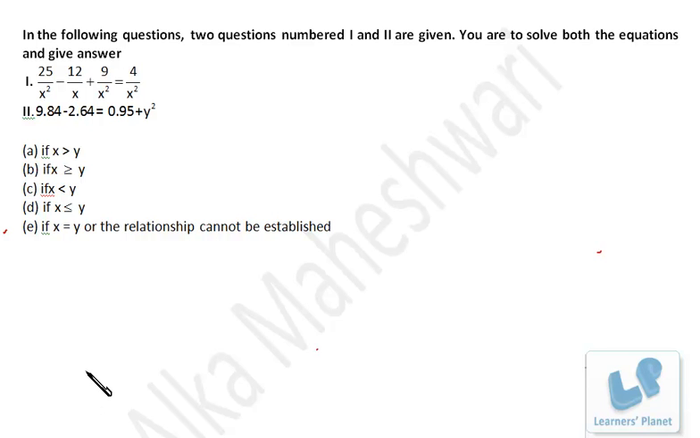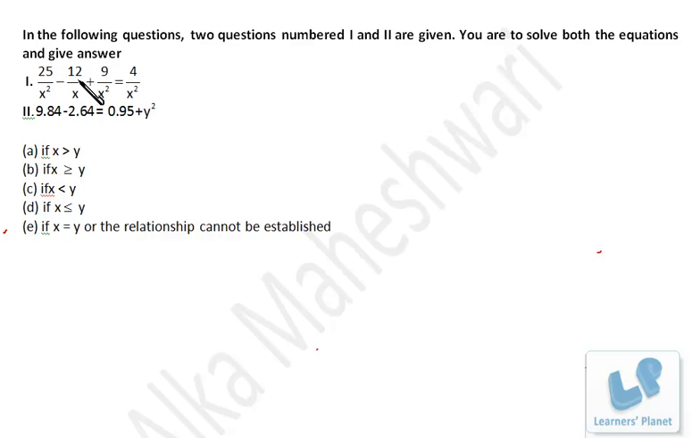Now friends, let's see this question. In the following question, two questions numbered 1 and 2 are given. You are to solve both the equations and give answer. Now we have to find out whether x is greater than y, greater than equal to y, less than y, or x is less than equal to y, or the relationship cannot be established. Before we proceed further, we need to solve the equations, right?